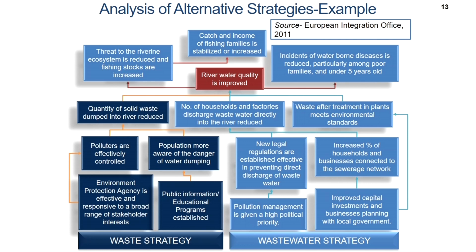So, what are the different strategies of improving river water quality? Whether we want to focus only on the legality of it, or we want to come into government, into industrial planning and so on. So, if you look at the focal point here, the river water quality is improved. Now, the alternative strategies could be because quantity of solid waste dumped into the river is reduced because of the Environmental Protection Agency and public information. So, this is a waste strategy, whereas this is a wastewater strategy.